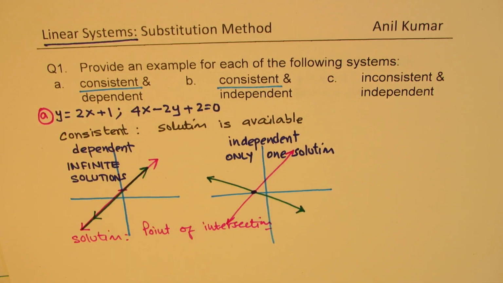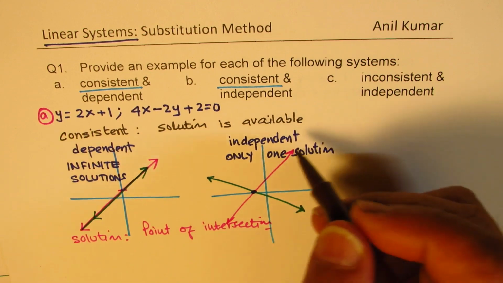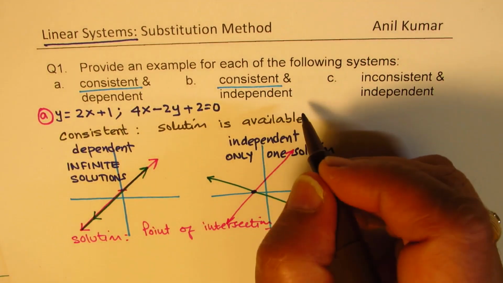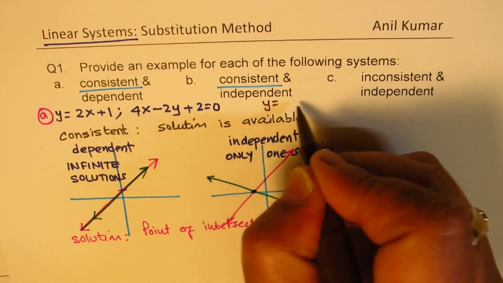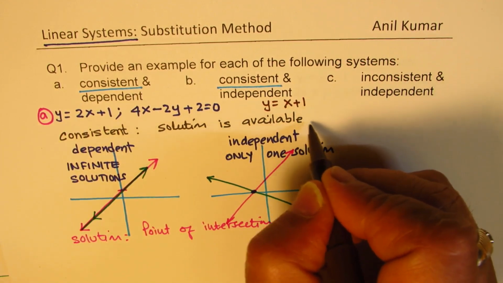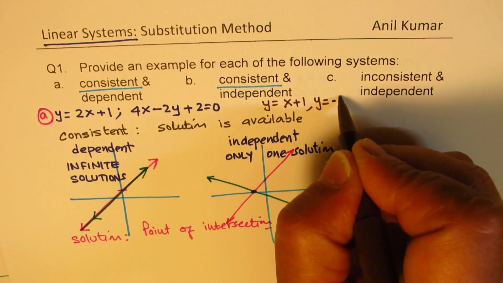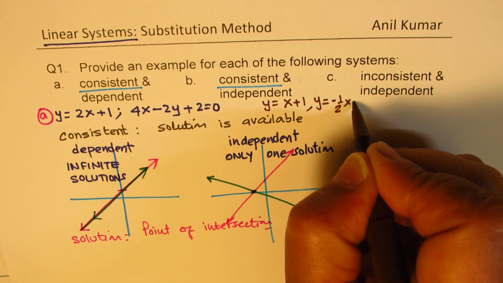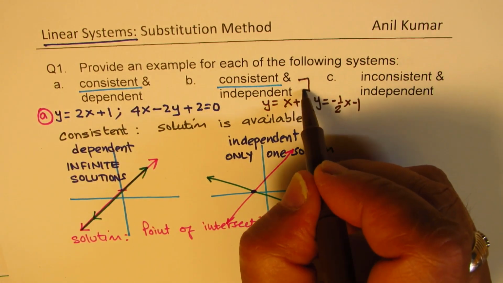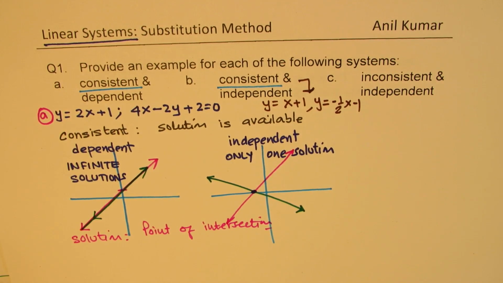Now in the second case, if we are trying to write an example for consistent and independent, that means we have two lines which are not parallel. So we could say y equals, let's say, x plus 1, and the other line could be y equals, let's say, minus half x minus 1, correct? So that will be an example for independent and consistent. Is that clear to you, right?